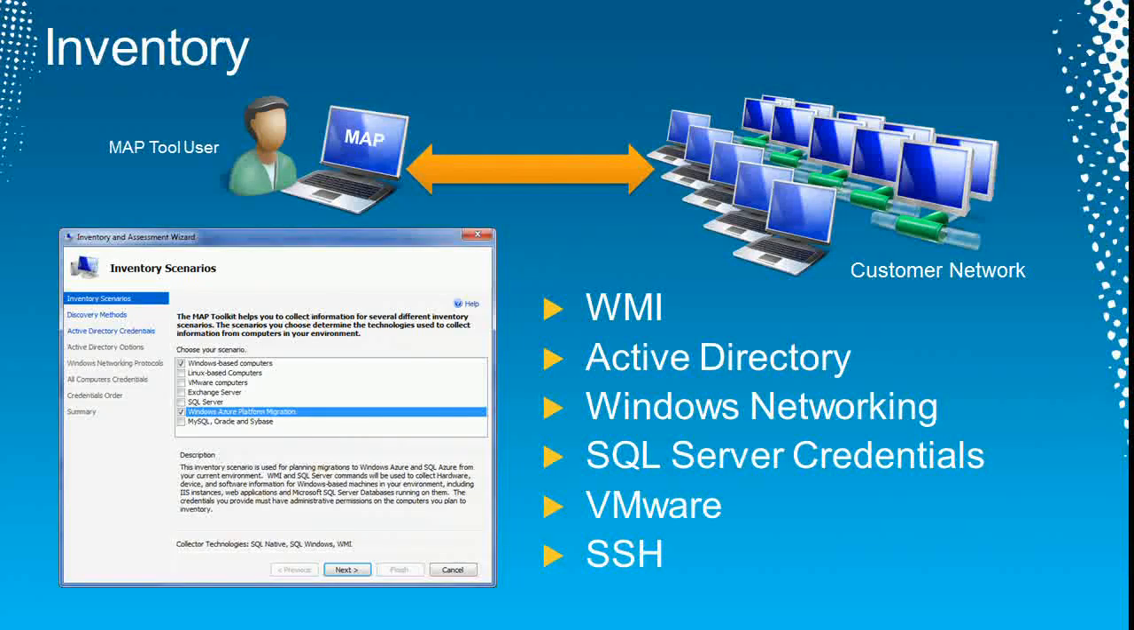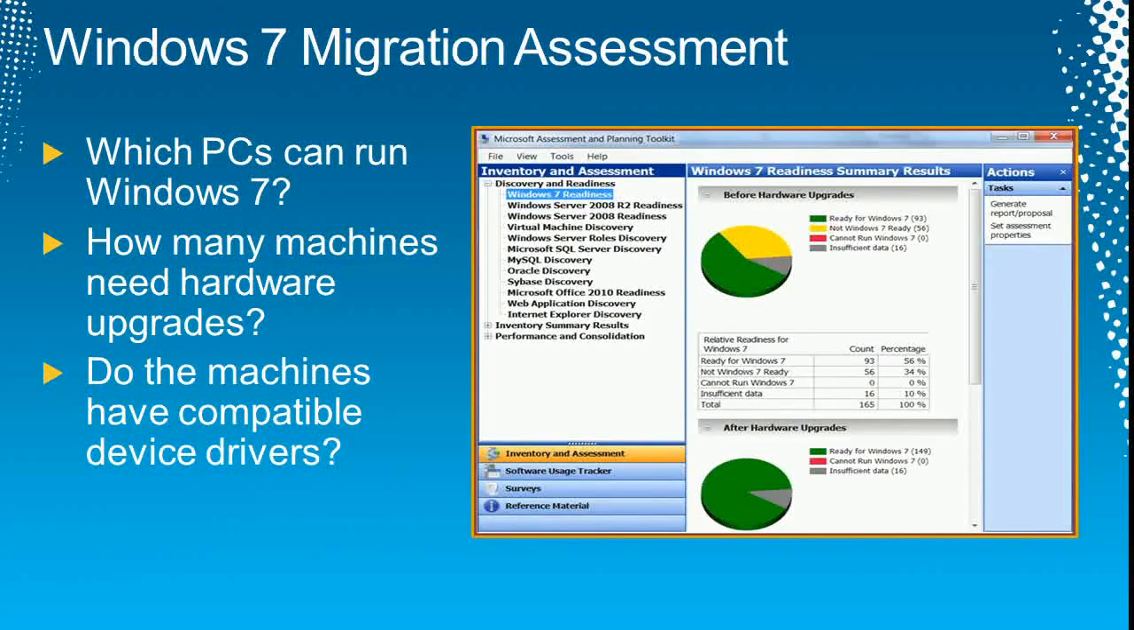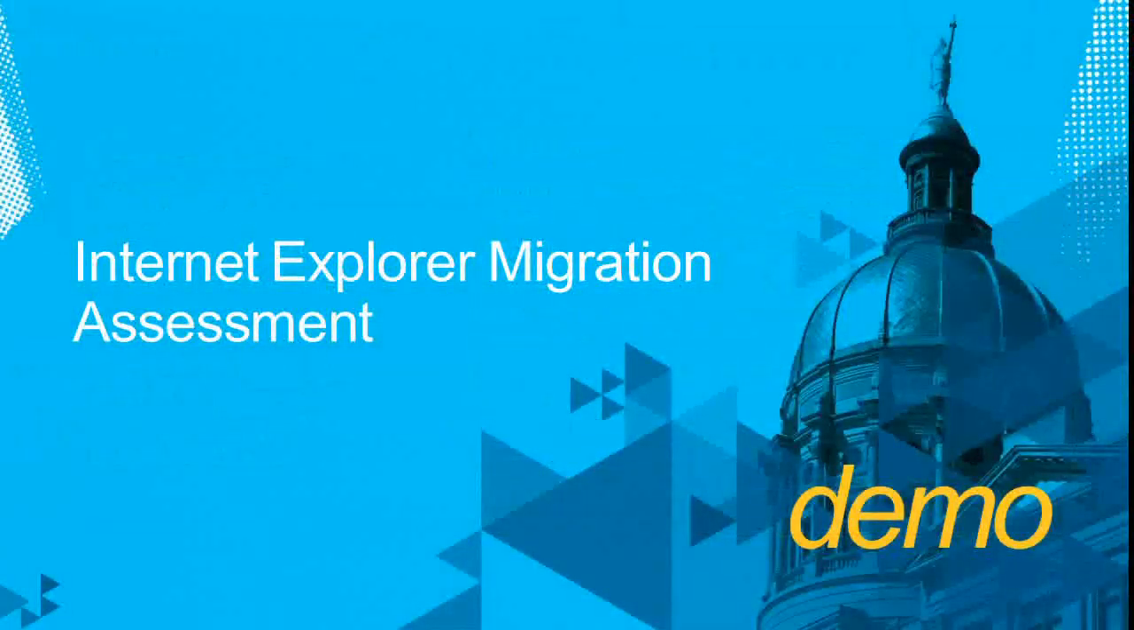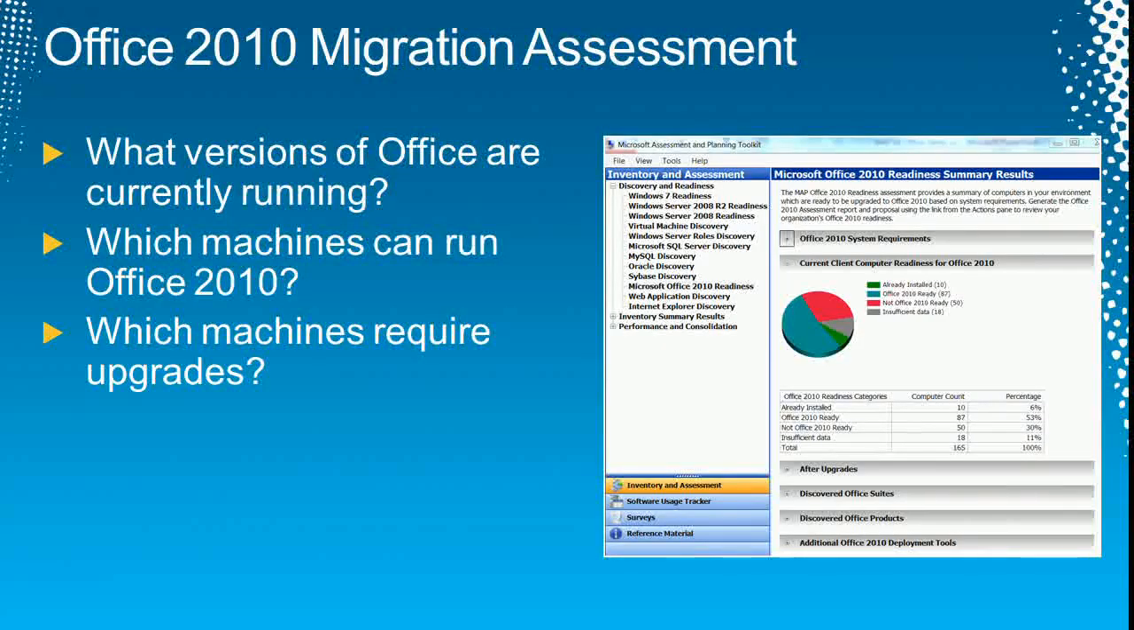So I'll switch back to the deck. Anyway, we covered a bunch of things. I have it in the deck here. So we have the Windows 7 assessment. We went through it. Internet Explorer. Then Office.